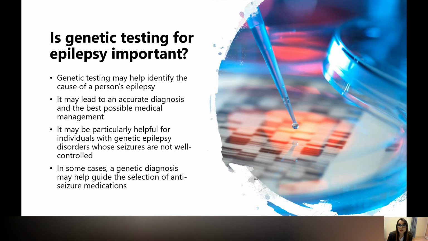And lastly, I would like to discuss a little bit why genetic testing is so important. So genetic testing might help identify a cause of a person's epilepsy. It may lead to an accurate diagnosis and therefore a better medical management. And it might be particularly helpful in patients that are not well controlled of their seizures. And that can really change the way we manage the medication and how we're going to continue with the treatment.